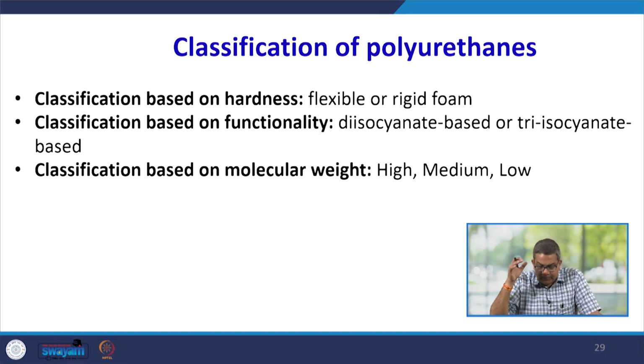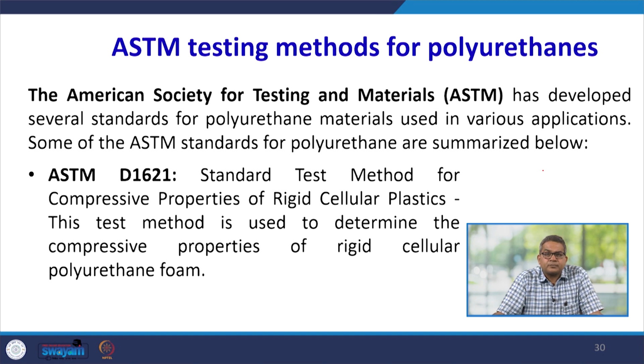Another class of classification is based on hardness. This may be a flexible or a rigid foam. Then there is the classification based on functionality, like diisocyanate based or triisocyanate based. So based on these functionalities, you can classify them. Then another classification is based on molecular weight, maybe high, medium or low molecular weight.